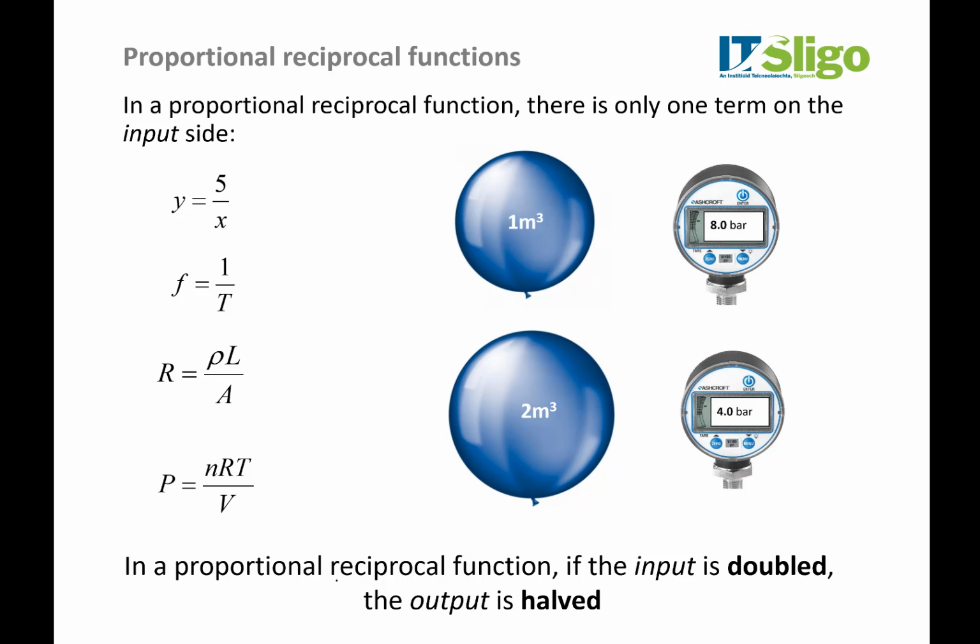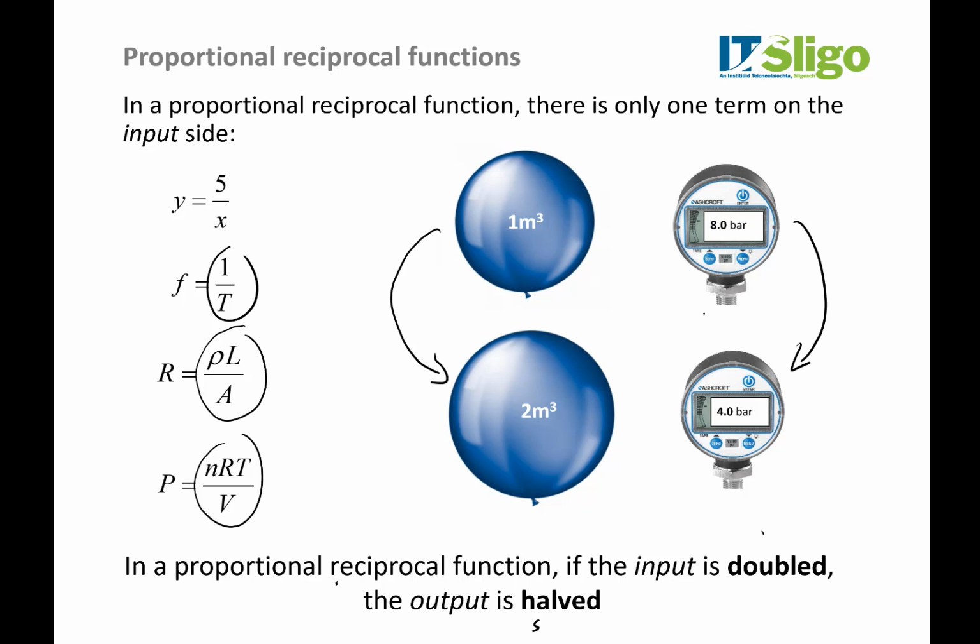So in a reciprocal function, if the input gets bigger, the output gets smaller. That's kind of a general case. But when we're dealing with these nice simple reciprocal functions, then it's more specific. That's a proportional reciprocal function. And we get, if the input is doubled, like here, I doubled my volume. As a result, so this got bigger, my input, my output got smaller. And that's the most important thing to remember about reciprocal functions.